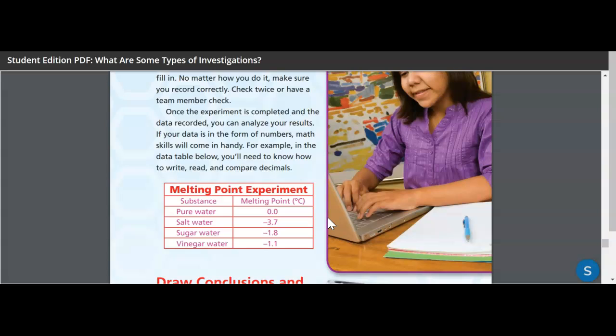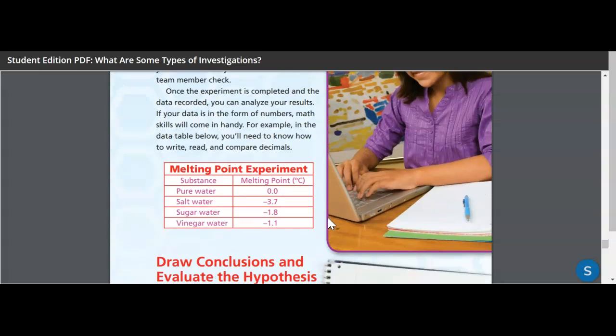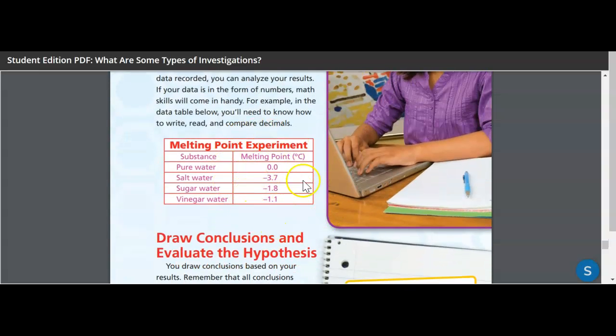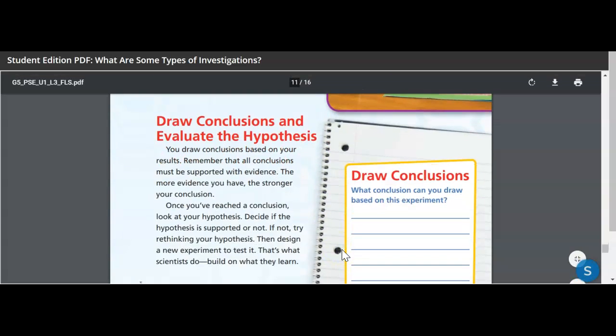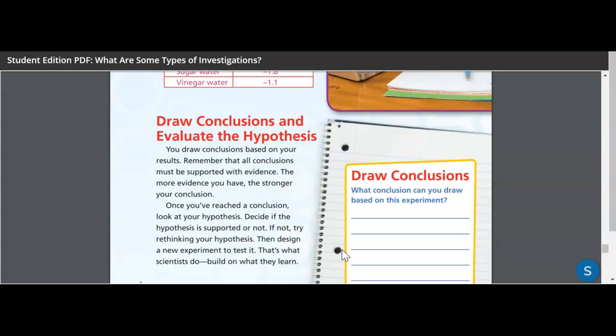If your data is in the form of numbers, math skills will come in handy, as it usually does in science and math together. They are partners. For example, in the data table below, you'll need to know how to read, write, and compare decimals, because she uses decimals as her unit of measurement for her data. So draw conclusions and evaluate the hypothesis.